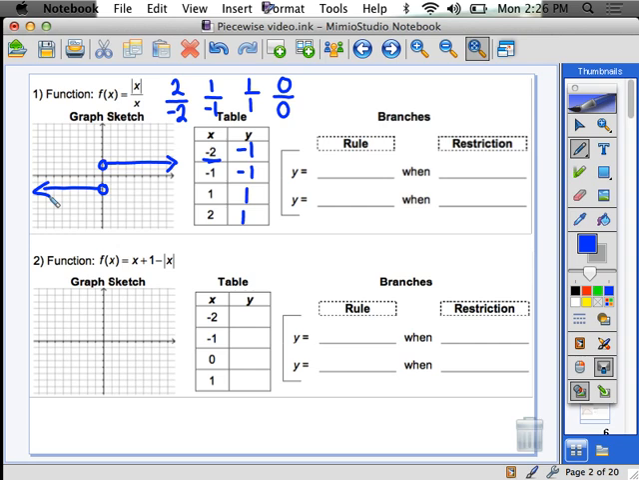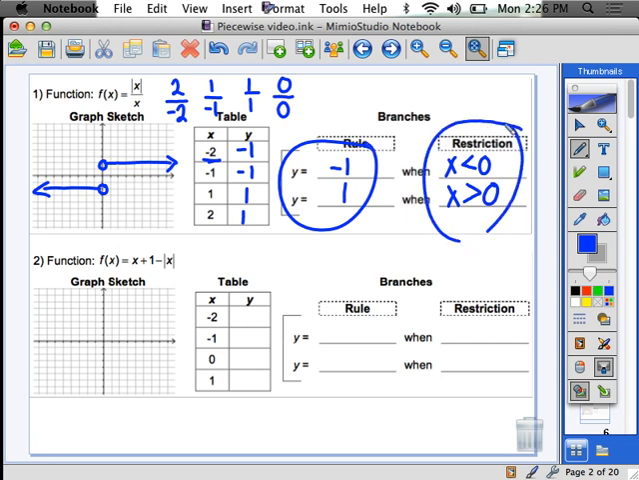All right, so let's look at the rules. Your y is going to equal either -1 or +1. When is it going to equal those values? Well, if x is less than 0, we're going to get -1. And then if x is greater than 0, we will get +1 here. Okay? These are the rules or the formulas here, and this is the restriction of when it's going to happen.